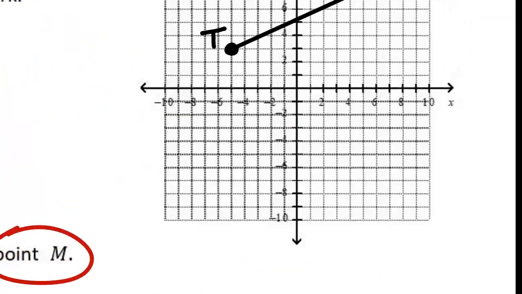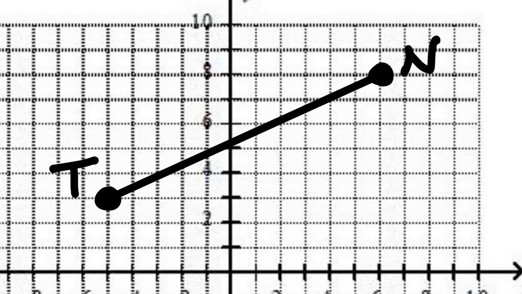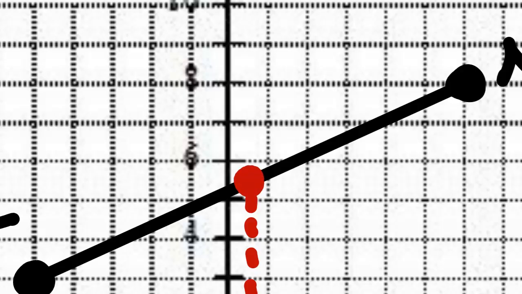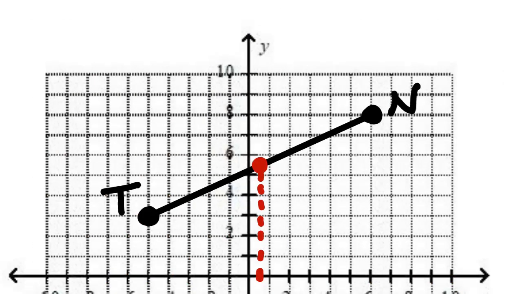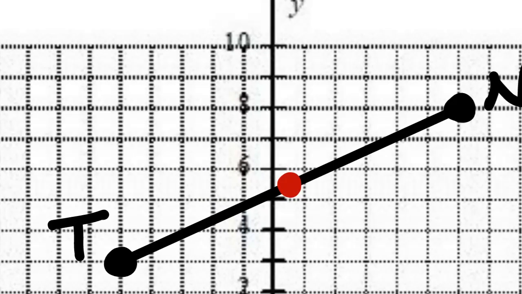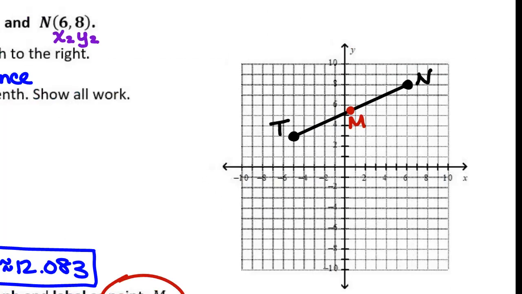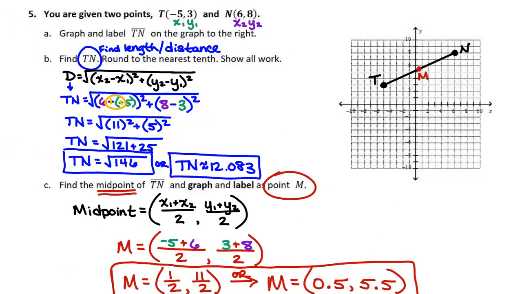Then I need to go and graph it. I'm not going all the way over to the 1. I'm only going halfway over, so the x is here. And then I go up to 5.5 right here. That is my midpoint M. We have to put it on the graph, and we have to label it as M. So that's problems 4 and 5. Then we can go down and look at problem number 6.